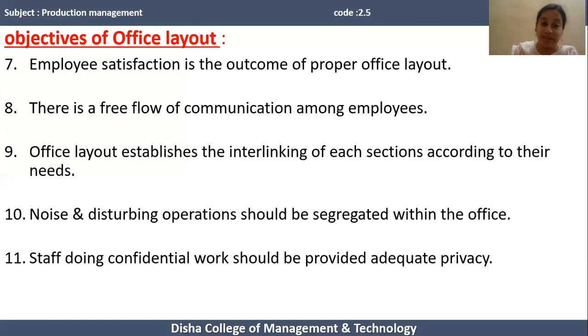Office layout establishes the interlinking of each section according to their needs. Office layout identifies which sections have a relation with each other. Take the example of the billing section and the accounts section. These two sections should be located near each other. After preparing a bill in the billing section, the customer takes it to the accounts section for payment. So office layout identifies these things and establishes a link between each section so that they provide better service to the customer.